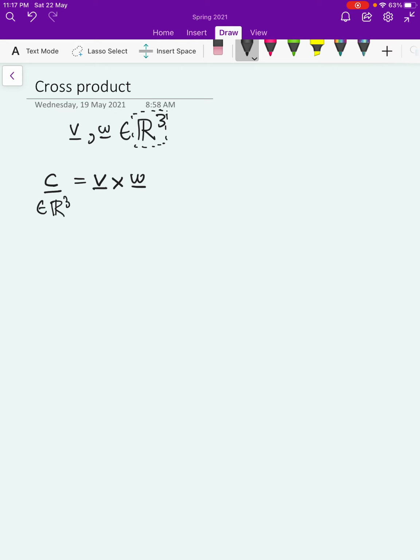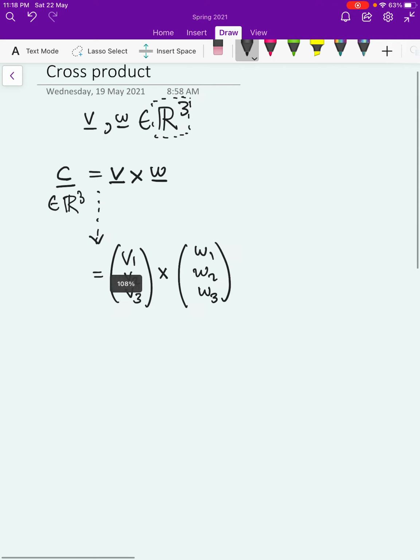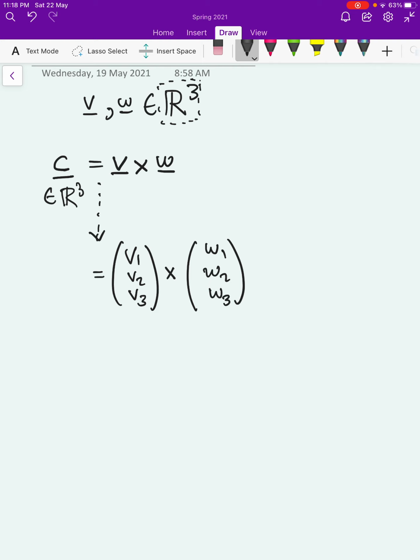That's just my notation. Now, since they're in R3, they have three elements. So v1, v2, v3, cross with w, which I'm just going to write here as w1, w2, w3. Now C, there's a special way to compute C. I'll give you the formula though.